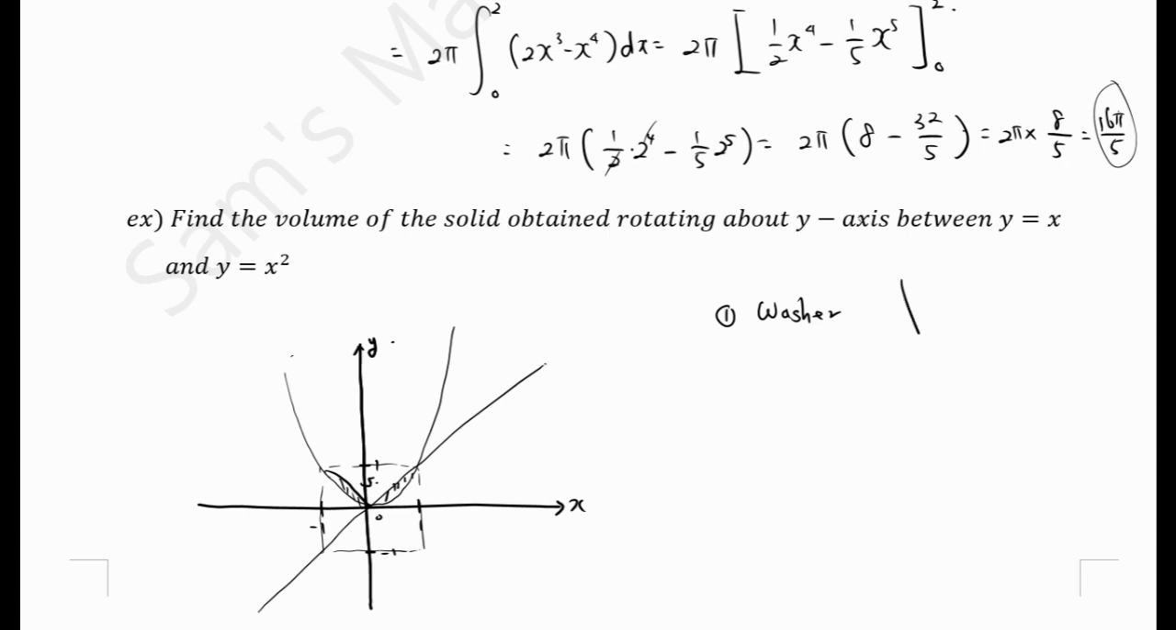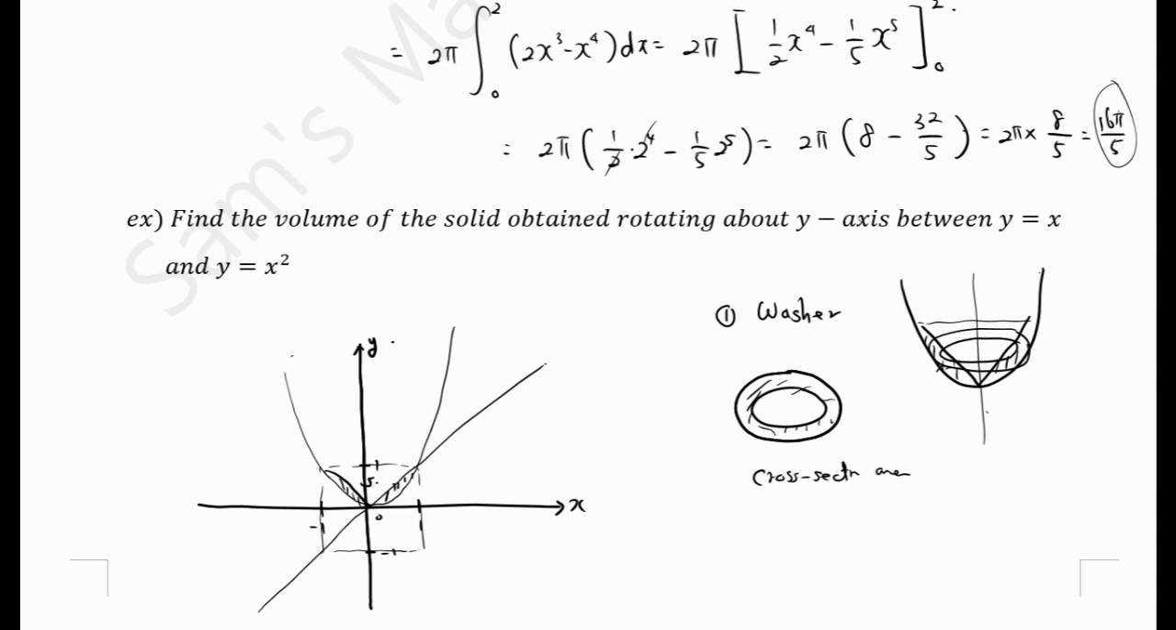This is the y-axis, and the cross-section area is this area, and the height is dy. The cross-section area is bounded by this length and this length. This length is y, and this length is square root y.